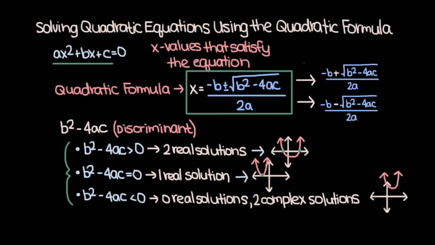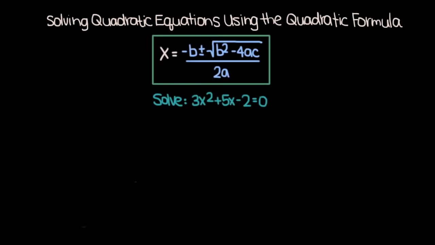Now, with that intro out of the way, let's do one example for each of these cases. Alright, so here we have the first problem. We want to solve the quadratic equation 3x squared plus 5x minus 2 is equal to 0 using the quadratic formula. Now, the way I usually like to start these problems is by identifying the values of a, b, and c.